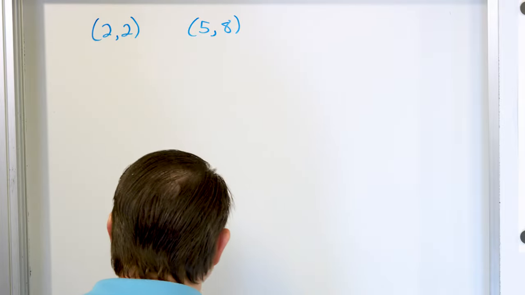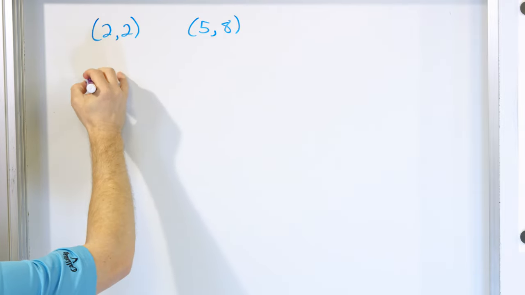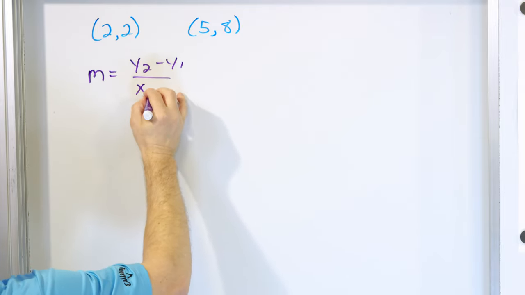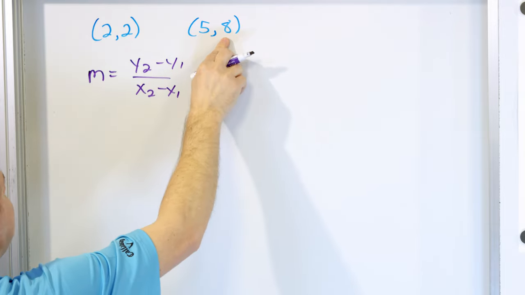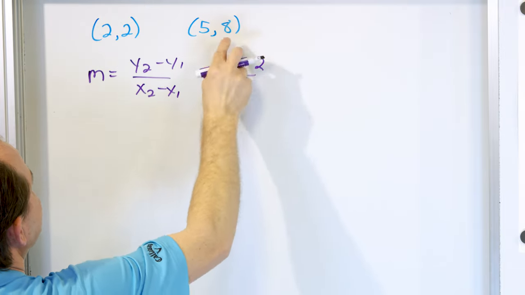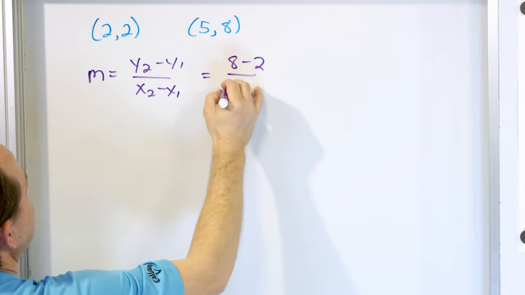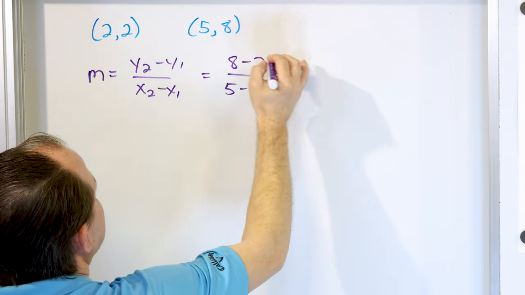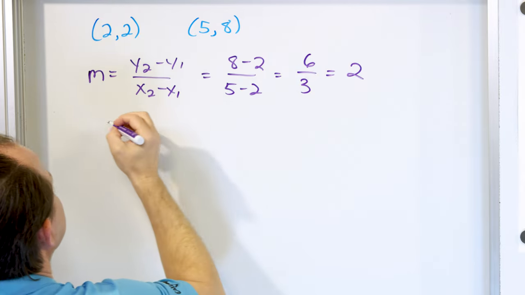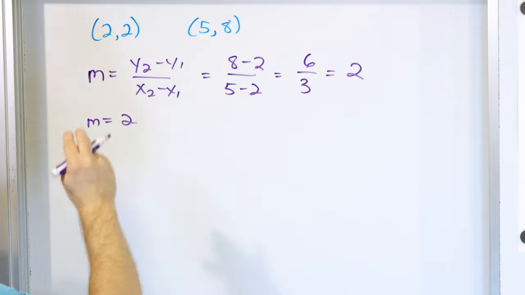we want to figure out what is the slope of this line, right? The slope is y2 minus y1 over x2 minus x1. So I'm going to take y2, 8 minus 2, so I'll put 8 minus 2 here. And since I'm subtracting this way, I go 5 minus 2 as well. So 8 minus 2 is 6, and 5 minus 2 is 3. And so the slope is equal to 2. m is equal to 2.